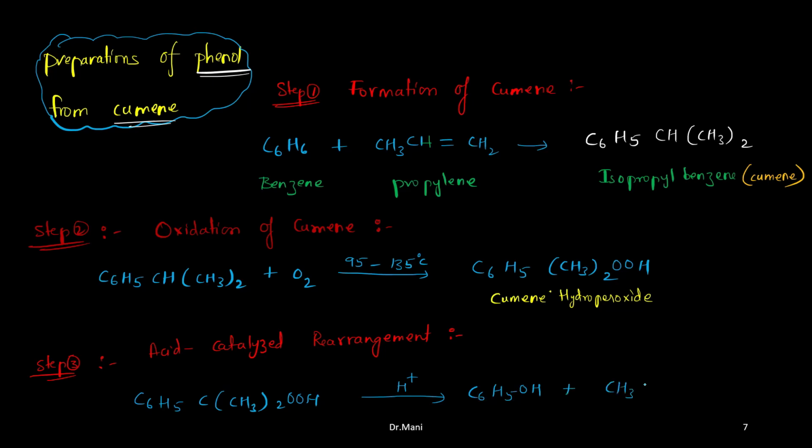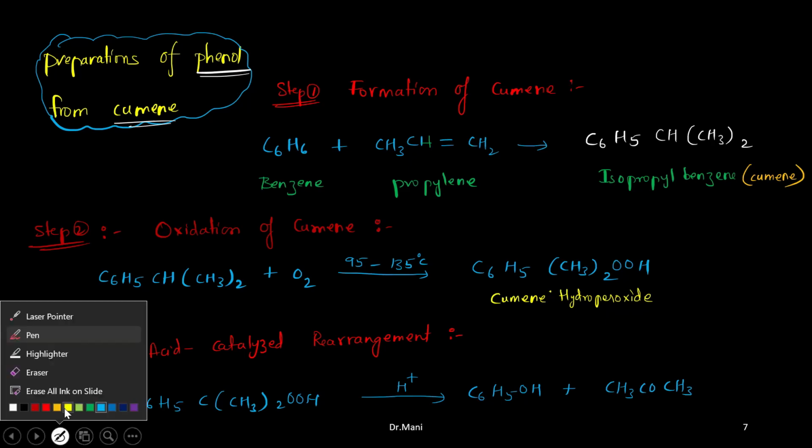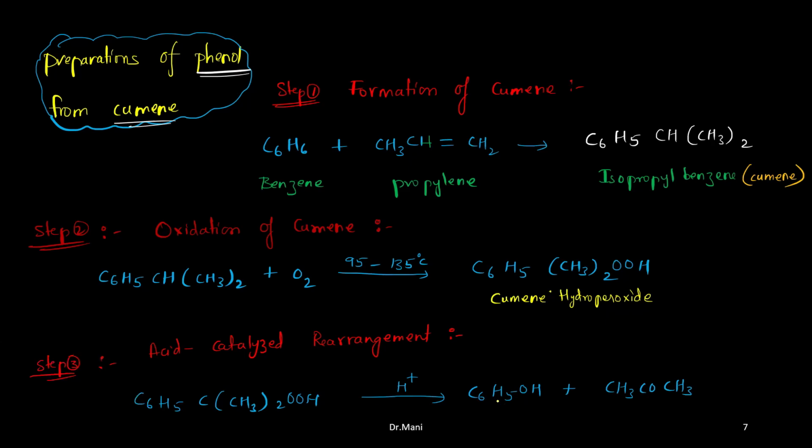C6H5OH and CH3COCH3. Now, what is this called? C6H5OH is nothing but a benzene with OH, so we call it phenol. Remember, this is a benzene C6H5 and it is having OH, so this is called phenol. And what is this called? Acetone. It is a ketone, CH3, C double bond O, CH3. There are 3 carbons here, so it's called acetone.